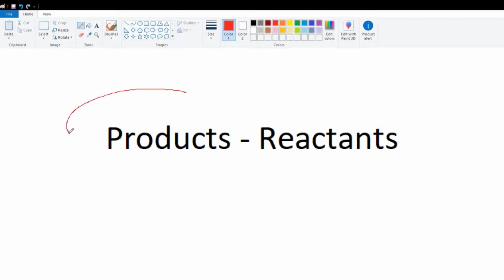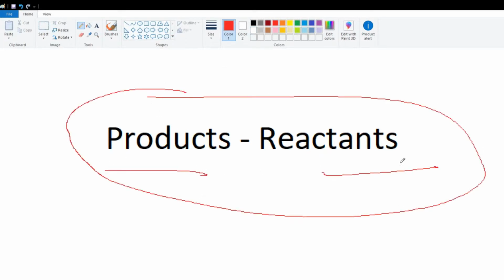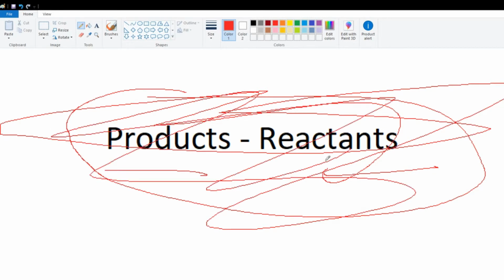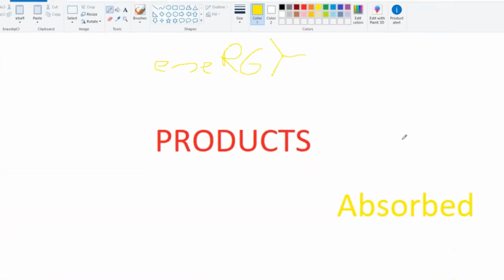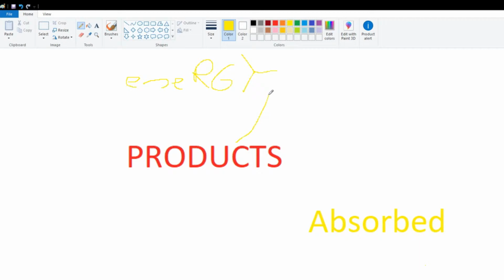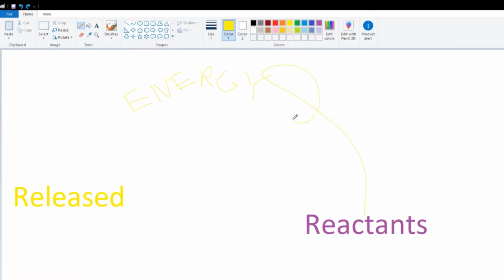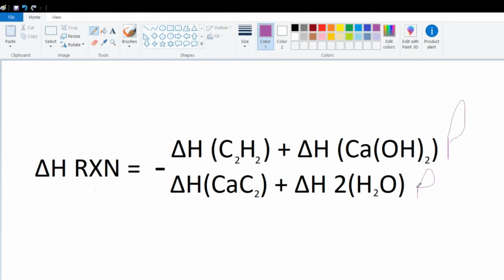Okay, so basically, to calculate the enthalpy change in the reaction, you would use the equation products minus reactants. For the products, you would use the sum of the energy absorbed in kilojoules, while for the reactants, you would use the energy released. Okay, listen to this. Then you plug in these numbers, right? And you find the overall delta H of the reaction.